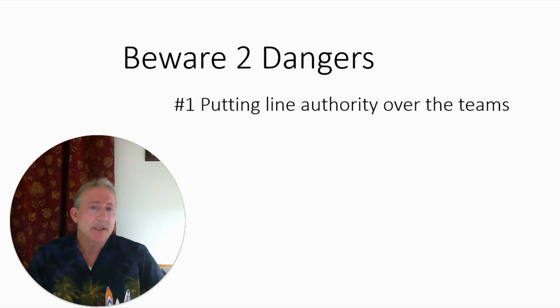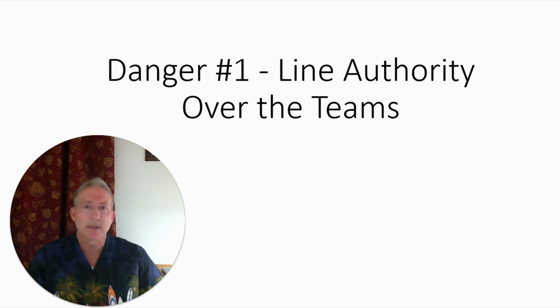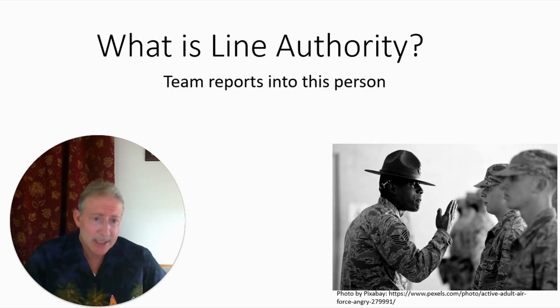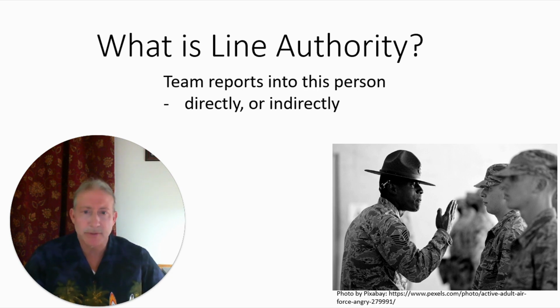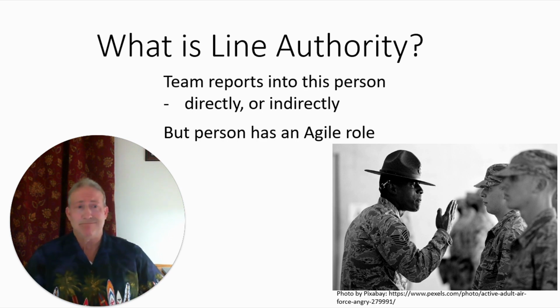Danger 1, putting line authority over the teams. Danger 2, creating Agile job titles. Let's get into those. Danger 1, line authority over the teams. What is line authority? Basically, the team reports into this person, directly or indirectly. But this person now has an Agile role, so it gets kind of confusing.